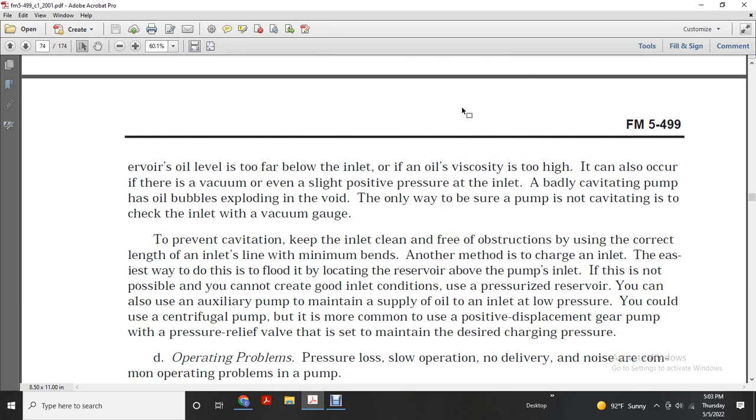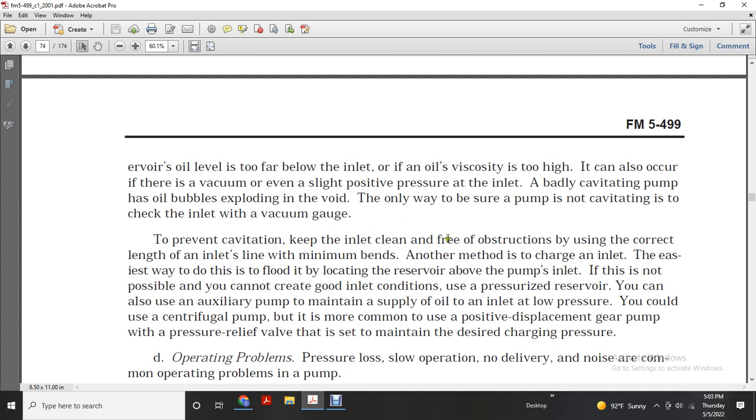Cavitation can occur if the reservoir's oil level is too far below the inlet, or if the oil viscosity is too high. There is a vacuum, even slight, rather than positive pressure in the inlet. A badly cavitating pump has oil bubbles exploding in the void. The only way to assure that the pump is not cavitating is to check the inlet with a vacuum gauge.